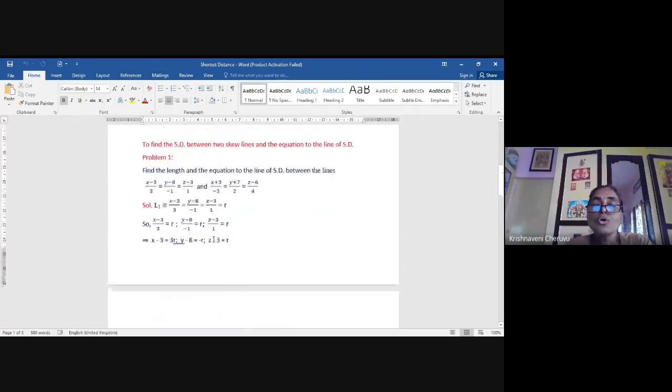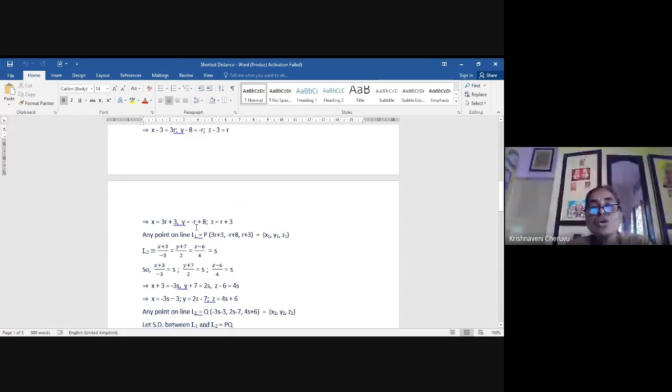So what did we do? I took a point on the line L1, whose x coordinate is this much, y coordinate is this much, z coordinate is this one. So any point on line L1 is, we are taking it as P, whose x coordinate is 3R plus 3, y coordinate is minus R plus 8, z coordinate is R plus 3. Let us denote it by (x1, y1, z1).